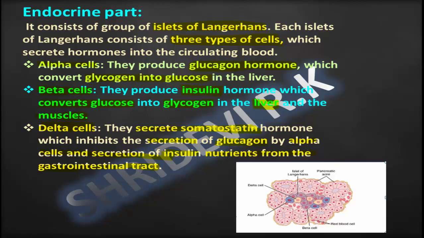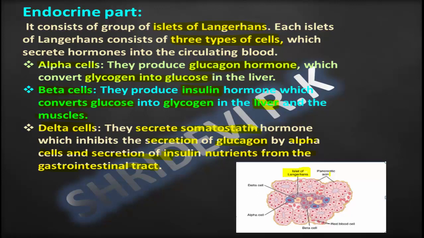produced from delta cells. So these are the three types of cells present in the islets of Langerhans, which is part of the endocrine portion of the pancreas. Here in the image you can see all the three types of cells. This portion represents the islets of Langerhans, and the islets of Langerhans are in the central location.